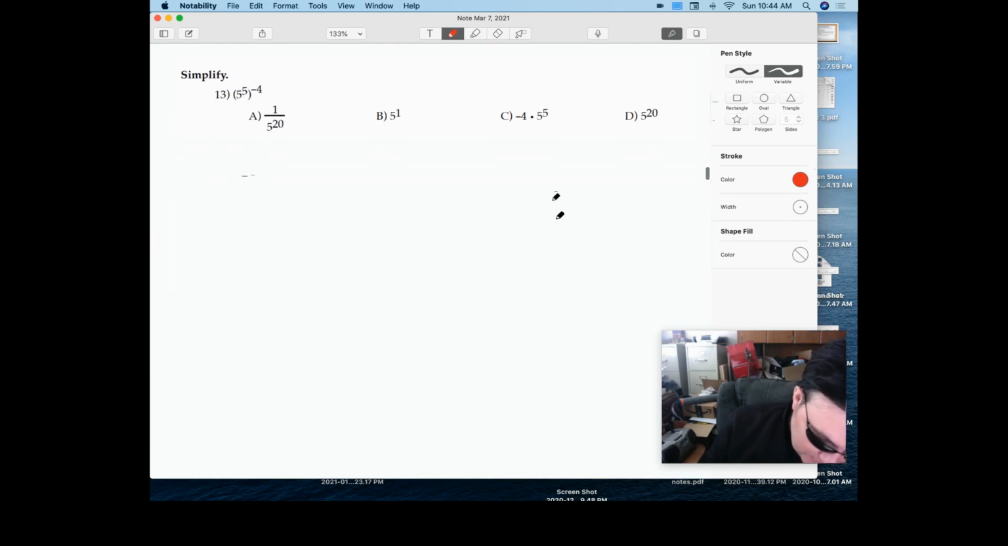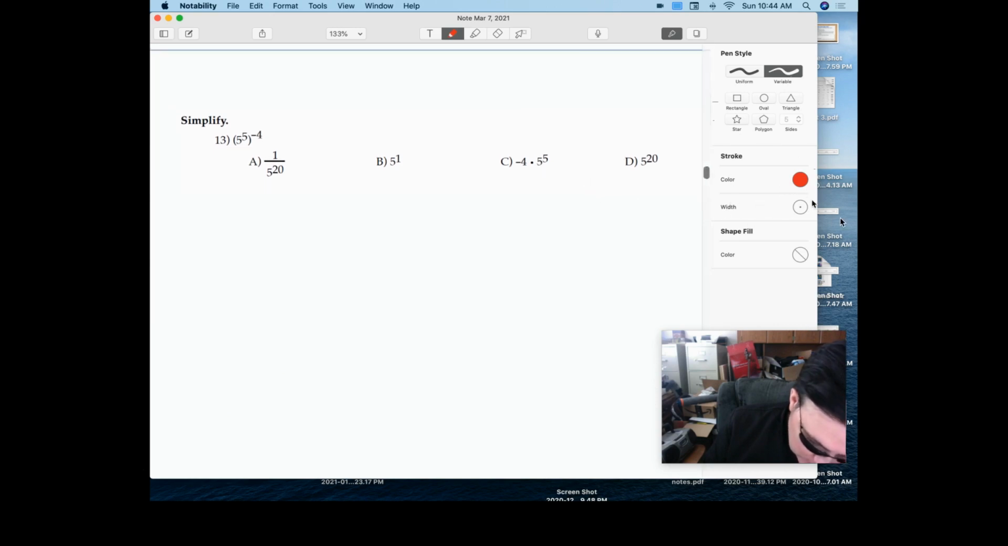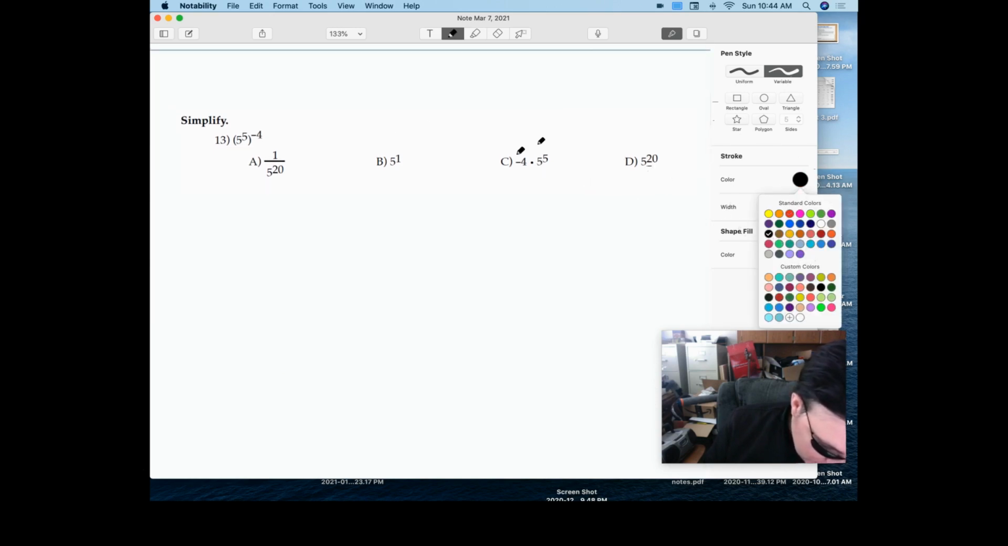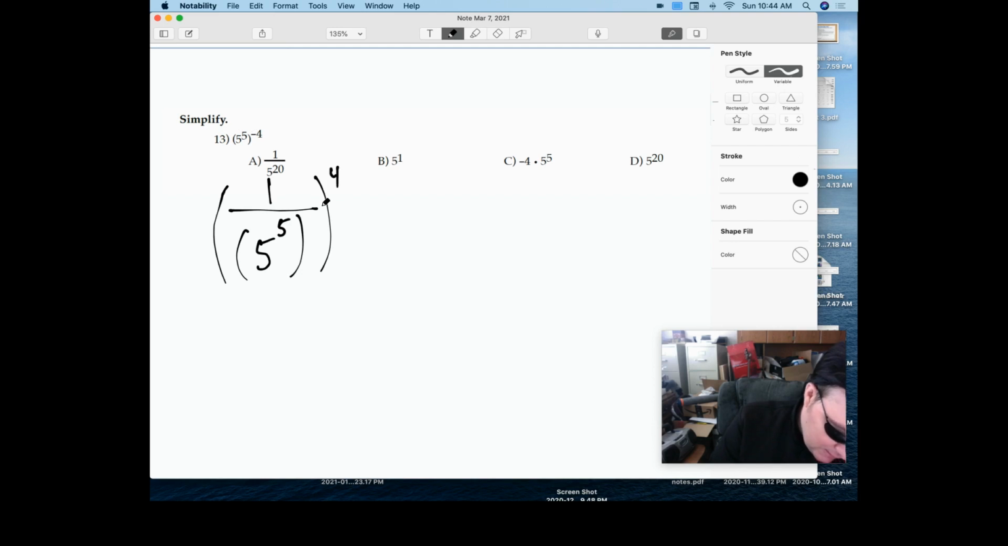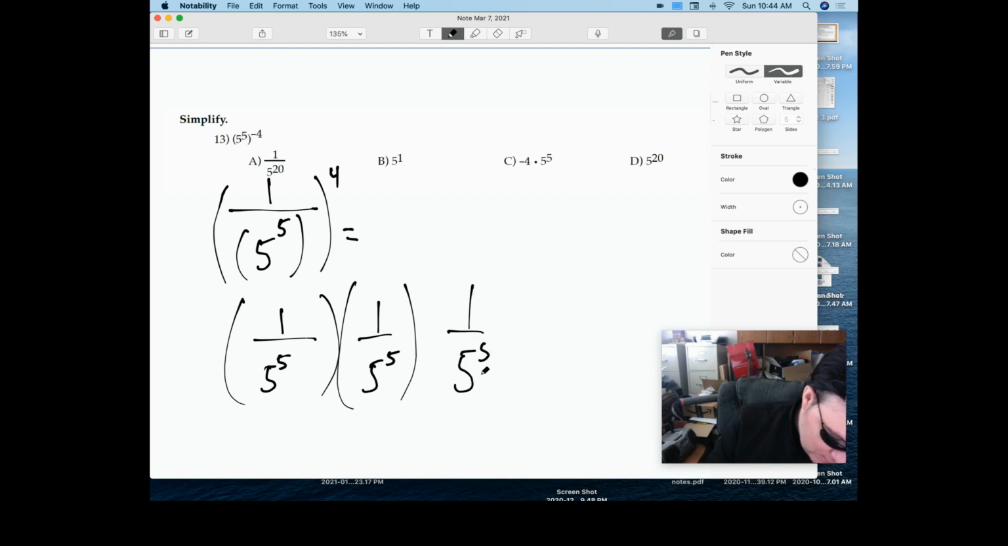All right, so the next one, we have 5 to the 5th raised to the negative 4. And the rule here is what? Well, first off, if I want to get rid of the negative, I just have to do the reciprocal. So I'm going to look at it like this. And then this means I'm writing it 4 times. So 1, 2, 3, 4.